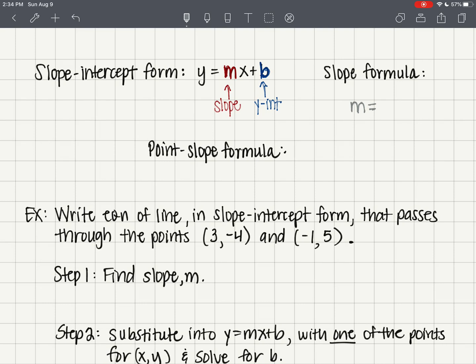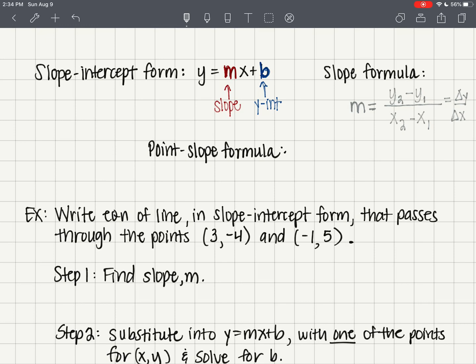Slope formula: the slope is equal to, and it's a fraction, y2 minus y1 over x2 minus x1. And we call that the change in y over the change in x. Sometimes we call it rise over run.